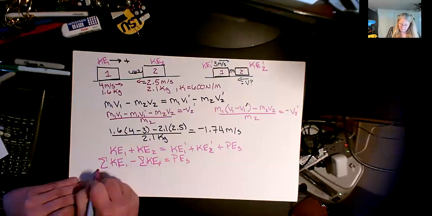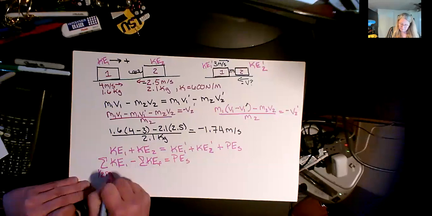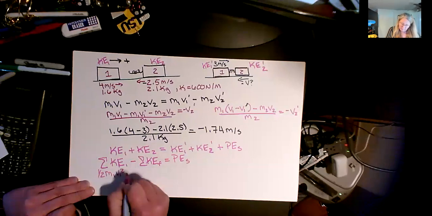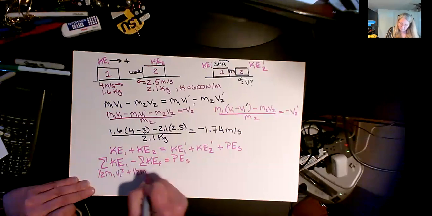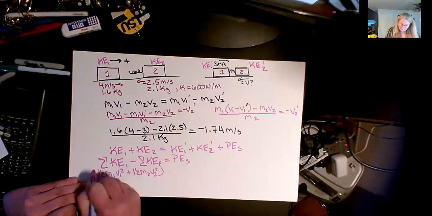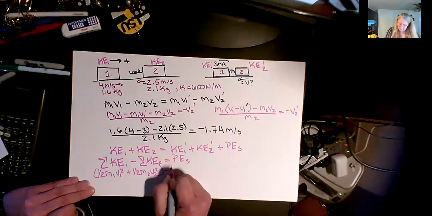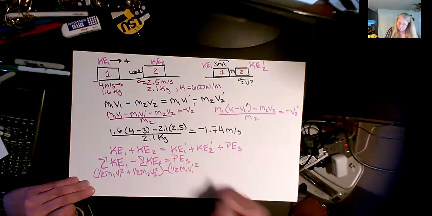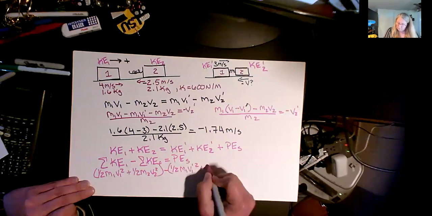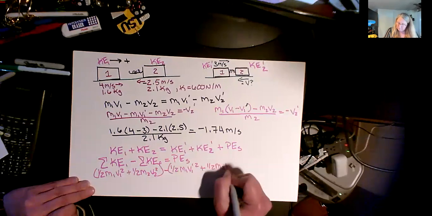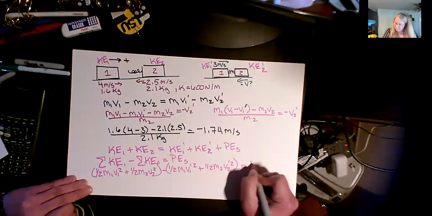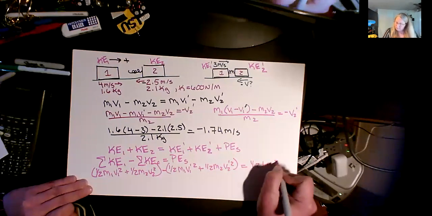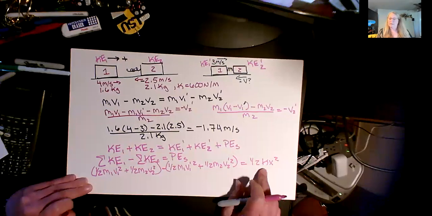That's where that energy went, is going into my potential energy spring. So I have then 1/2 m1v1 squared plus 1/2 m2v2 squared minus 1/2 m1v1 prime squared plus 1/2 m2v2 prime squared. And that's going to equal 1/2 kx squared. So remember, that's the energy compressing a spring.